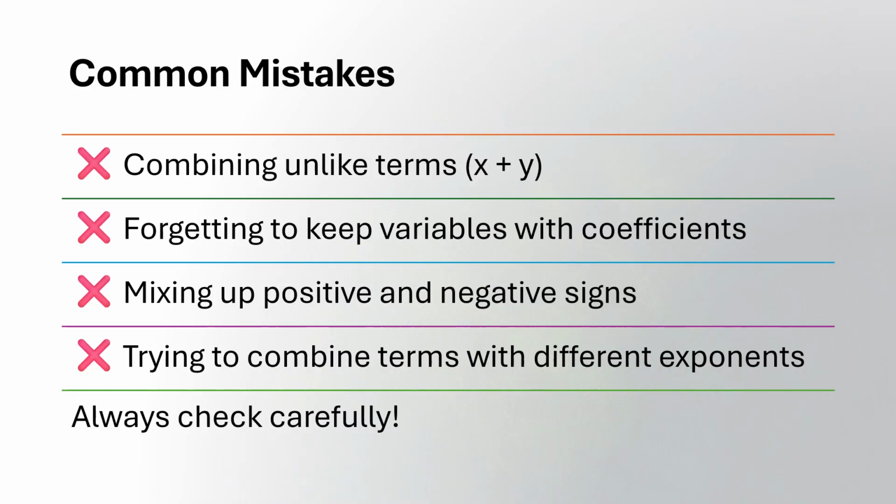Even simple problems can lead to mistakes if you're not careful. Common mistakes include trying to combine unlike terms like x plus y. Another is forgetting to keep the variable attached to the coefficient. Mixing up signs can also give incorrect results. Always check carefully before finalizing your simplified expression.